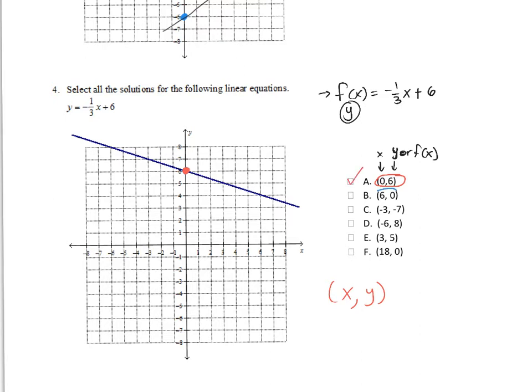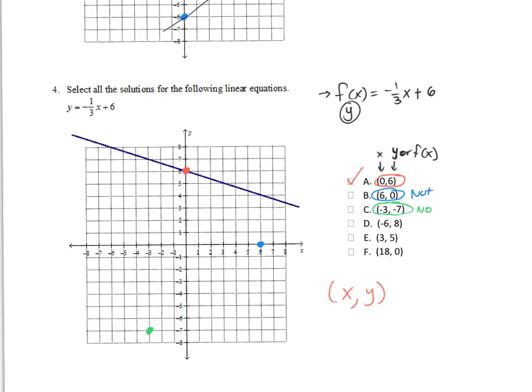I'm going to do the second one, where the x value is 6 and the y value is 0. That's this point on the graph. Is it a solution? Is it on the equation? No, this is not a solution because it's not on the graph. Do a couple more here. (-3, -7). So the x value is -3, the y value is -7. That's all the way down here. That is clearly not a solution.